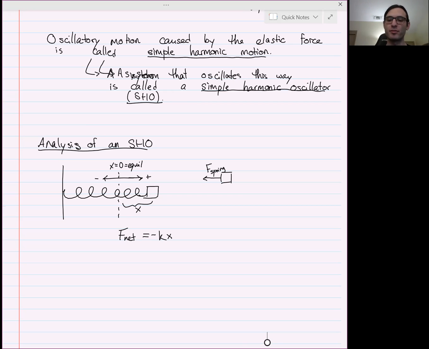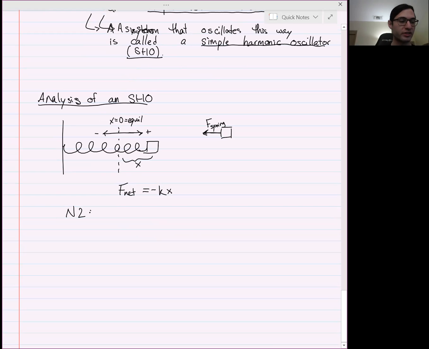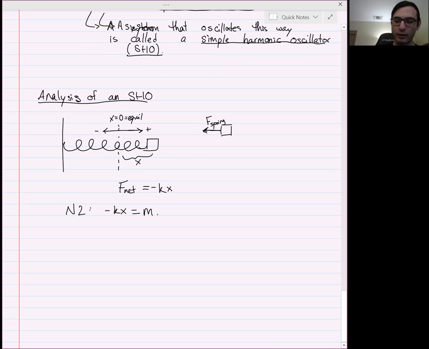Right, so when the object is to the right, x is positive. And so you can check that when x is positive, you would get a net force that's negative. And a negative net force means that the force points to the left, which indeed it does when the object is on the right. So Newton's second law would say that negative kx, where x is the coordinate position of the mass, should be equal to the mass times the acceleration of that object. Now, again, that acceleration is also not constant. It's changing with time because the acceleration changes with its position.